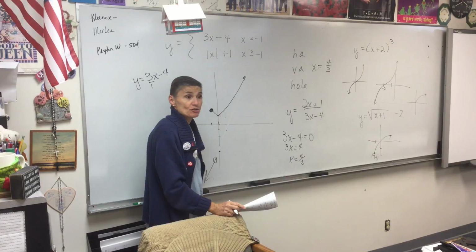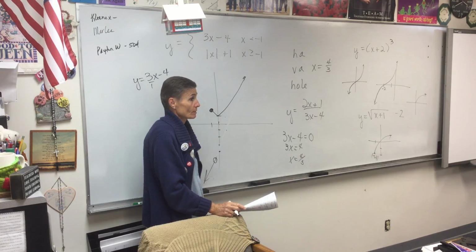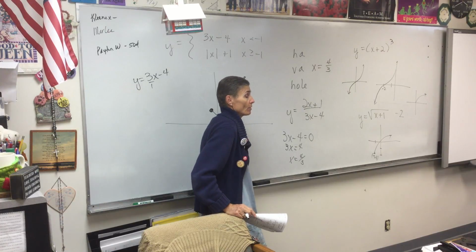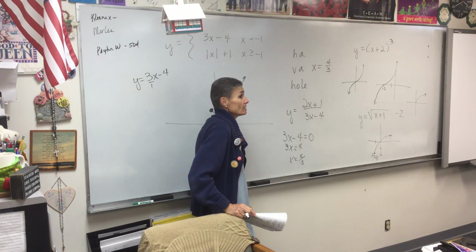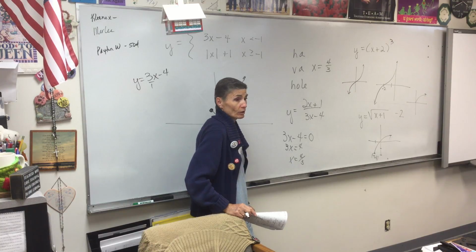You know, there are some things you just got to remember, people. You can't walk out of the room and forget everything. You got to remember that when the denominator is 0, that's a cannot be, that's a vertical asymptote.